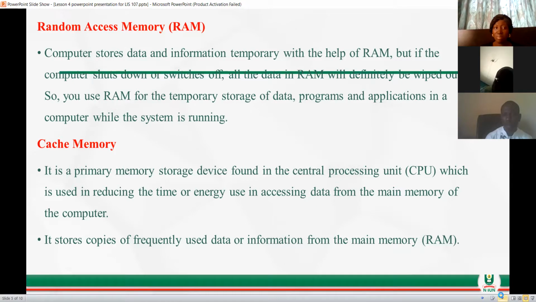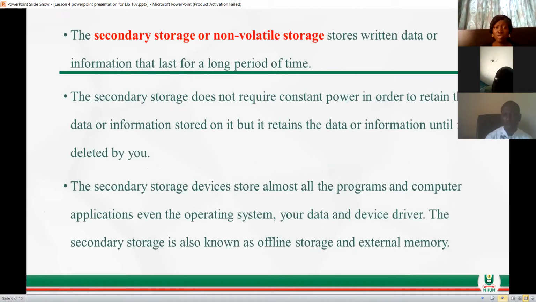So that's all about primary storage. Let's go to secondary storage. Now, like the word says, secondary storage is permanent, and a lot of times secondary storage is attached to the computer system.